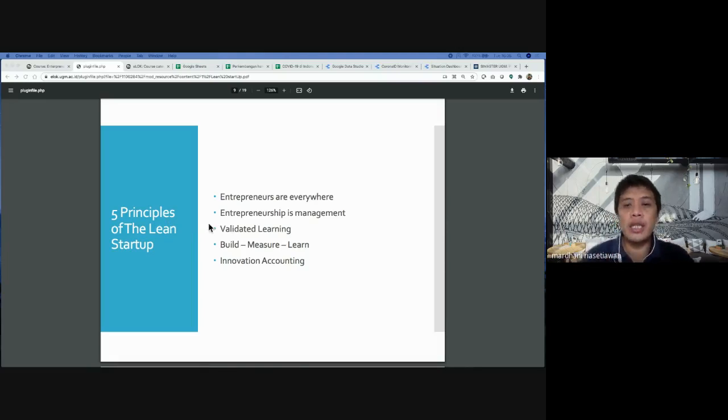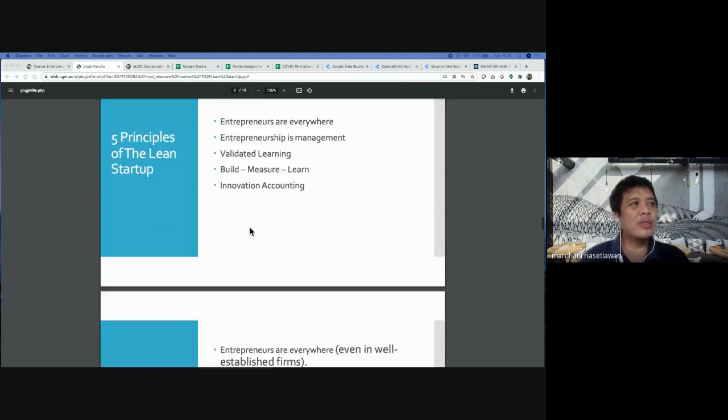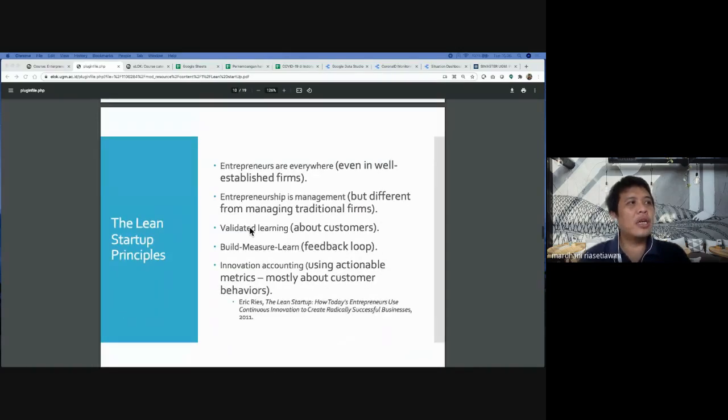And this is like validated learning, because it is an iterative way. So we will have a lot of feedback in every aspect of the learning process. They can see how the learning is validated by trial and error, of course. And then they do build, measure, and learn. And they also have innovation in accounting. That will be the next one. So this is like the principle.